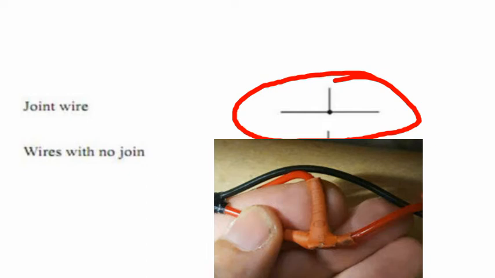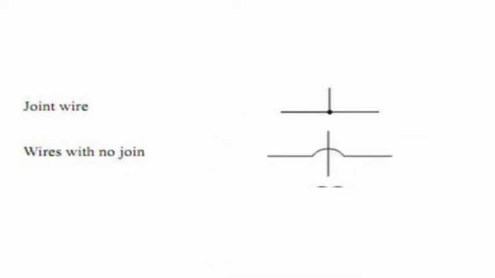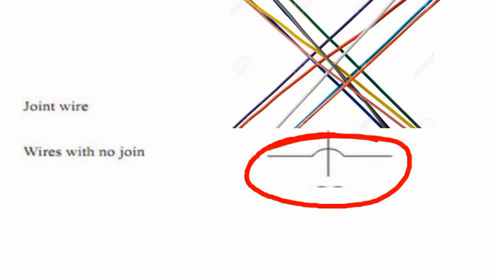In certain situations, wires overlap one another without connecting. That is a wire crossing without a joint, and it is represented in this way.